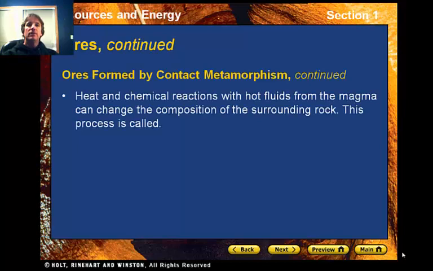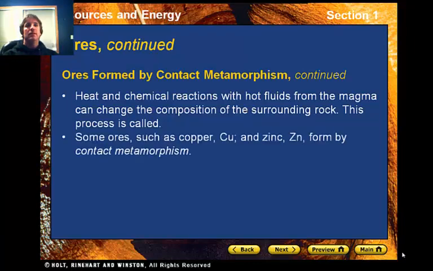Heat and chemicals get a chemical reaction with the hot fluids. The fluids a lot of times are boiled away, but it changes the composition of the surrounding rock around it. So the rock around it becomes something different. Remember, we bake and heat that rock. It's a metamorphic rock. Copper, zinc formed by contact metamorphosis.